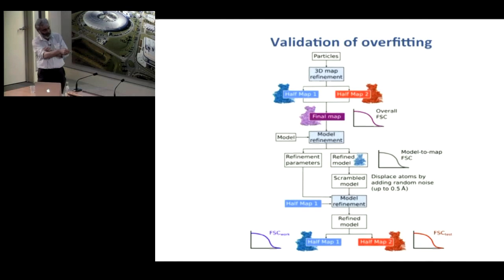So by calculating these two FSCs and comparing them, you can say what the prediction error is, and in this way you can say if your model is overfit.